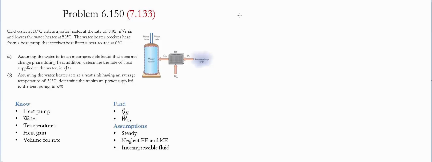For the calculations, we need to find the value for CP and the specific volume. We go to the back of the book, table A3, and we find that for CP we have 4.18 kilojoules per kilogram Kelvin, and the value for the specific volume is equal to 0.001 meter cubed per kilogram. Notice that the assumption is we're treating water as an incompressible liquid.